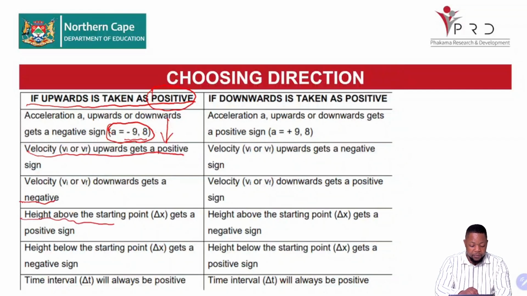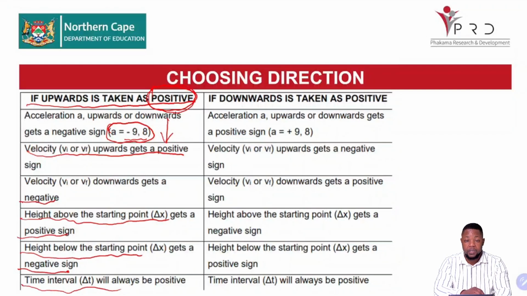Your height above the starting point has a positive sign because it went upwards. Your height below the starting point gets a negative sign because it went downwards. Anything that goes upwards becomes positive, anything that goes downwards becomes negative because you chose upwards as positive. The time interval must always be positive. Remember, time is a scalar quantity.